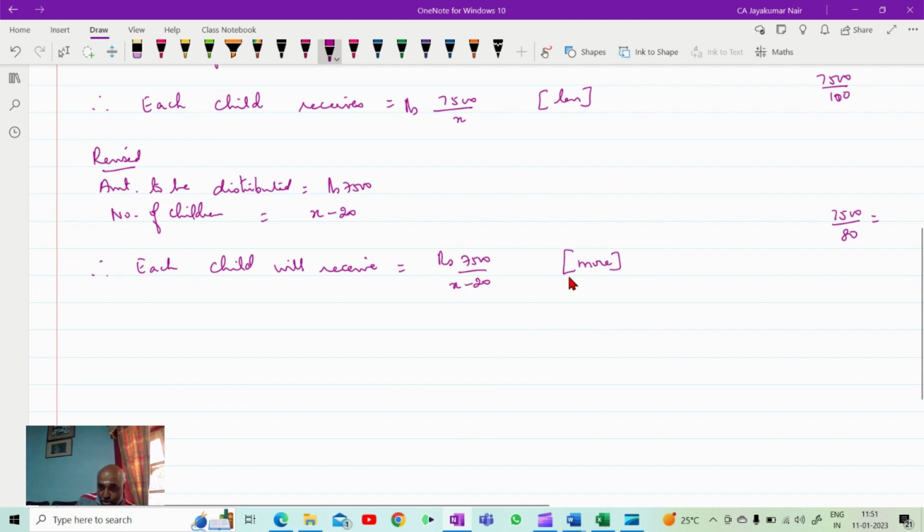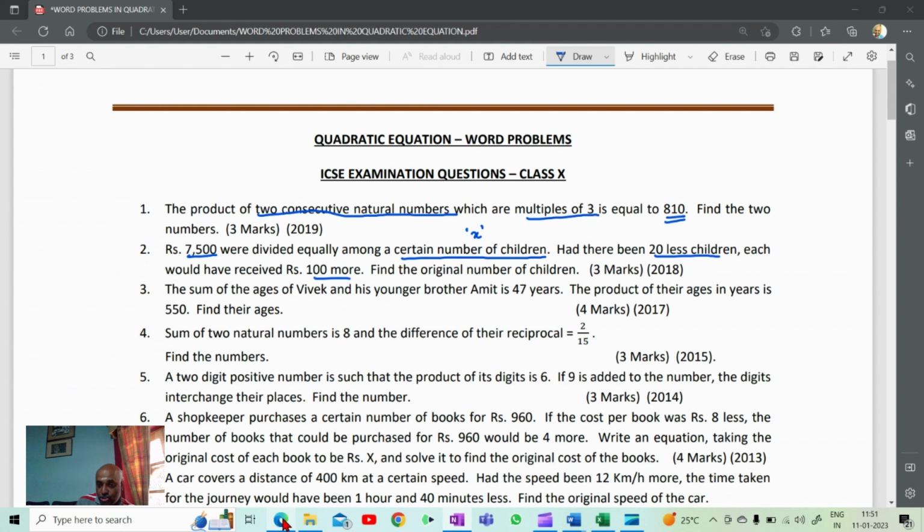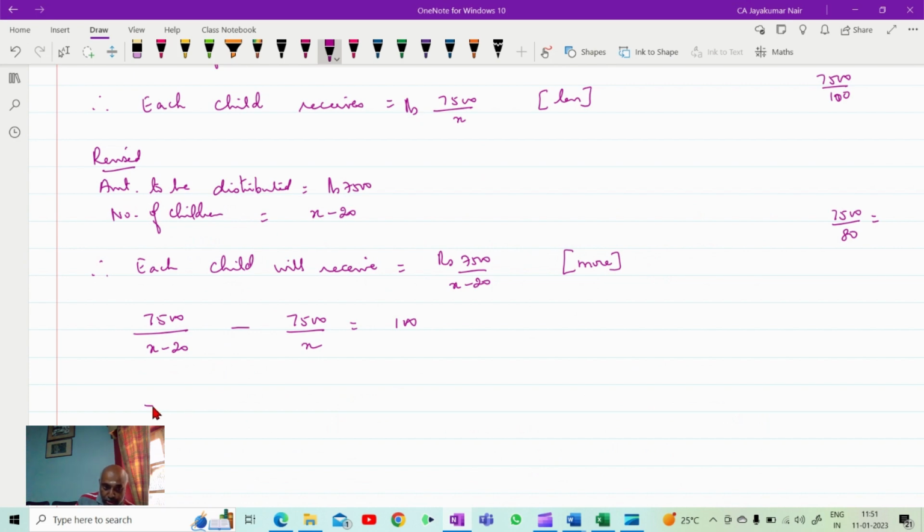So you know this expression is more and this expression is less. So it will be 7,500 over x minus 20 minus 7,500 over x should be equal to 100, because the greater minus smaller, the difference should be 100, because each child receives 100 more. Now, you need to solve this equation. If you want, you can simplify further. x into x minus 20 is the LCM.